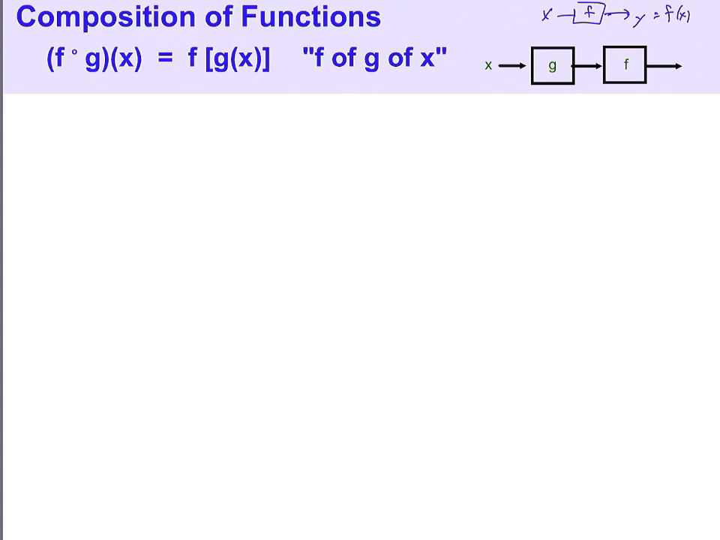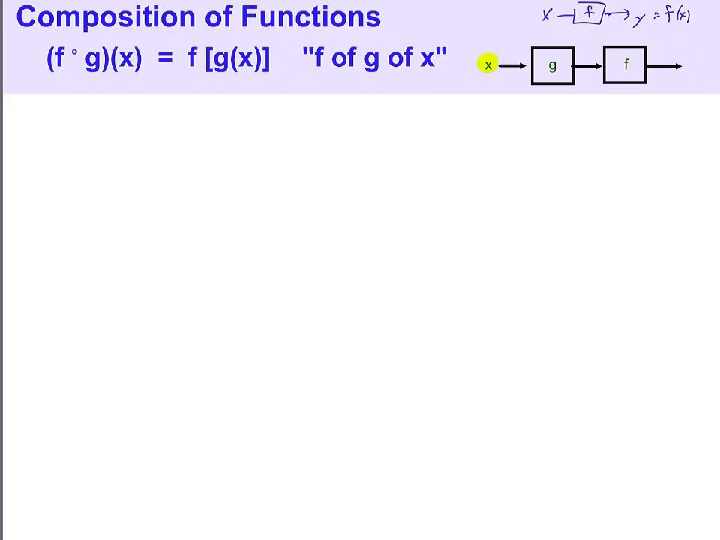A composition of functions is the same idea, except it's in two stages. We take some input, plug it into a function, and then we take the result of that first function and plug it directly into the next function. That's what we call a composition of functions. It has a new symbol, which you've possibly never seen before.